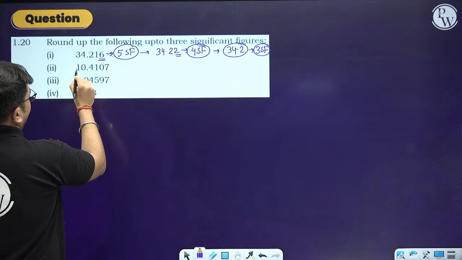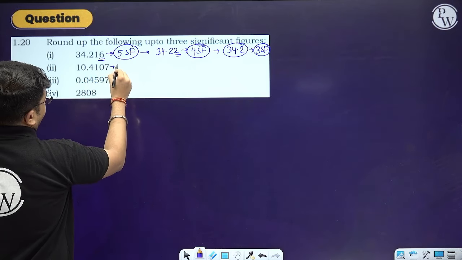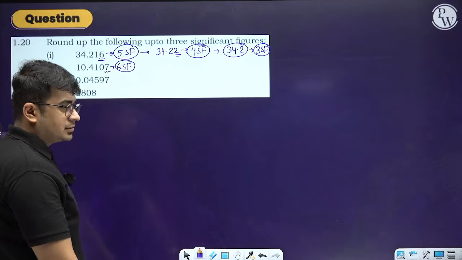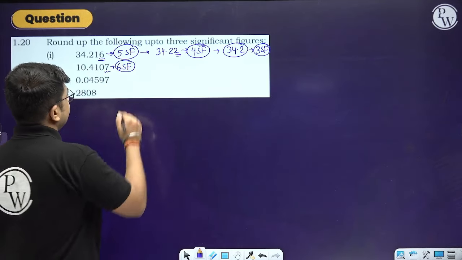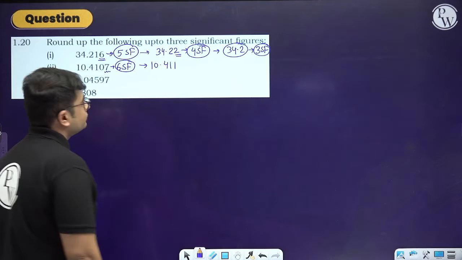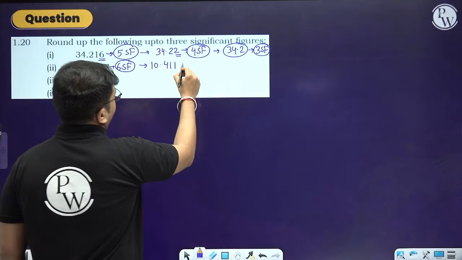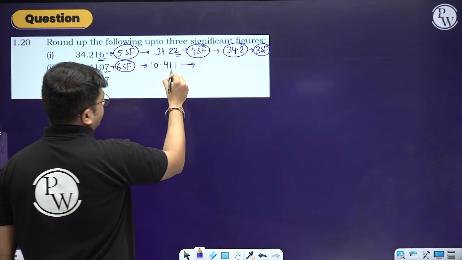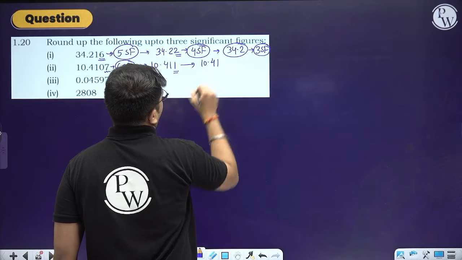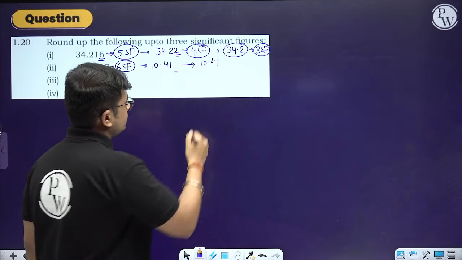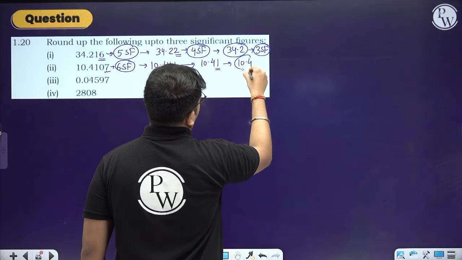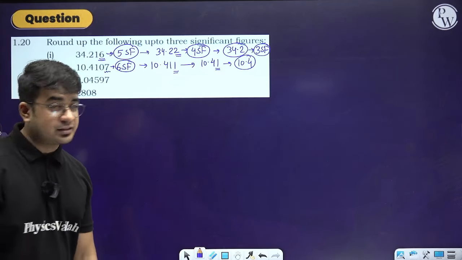Now in this question, 1, 2, 3, 4, 5, 6. We have 6 significant figures. First of all, if I am removing this, I need to make sure that I am adding 1. So that will become 10.411. In this case, we have 5 significant figures. Again, I am removing this number. This is less than 5. No need to add. So we have 10.41. In this case, we have 4 significant figures. This one is again less than 5. No need to add anything. So 10.4. We have 3 significant figures in this final number.